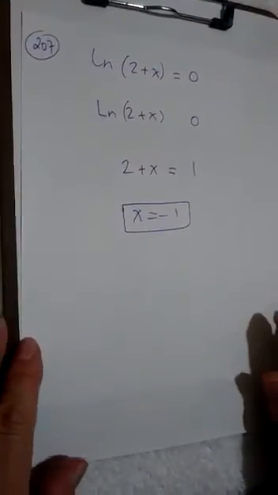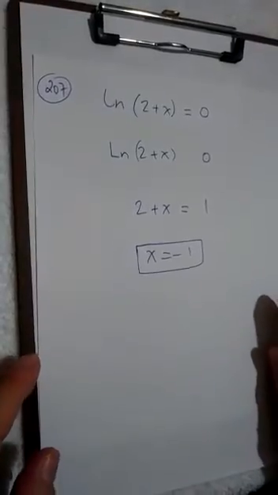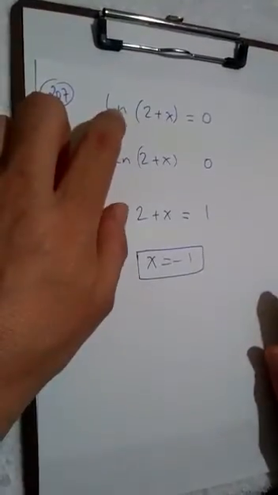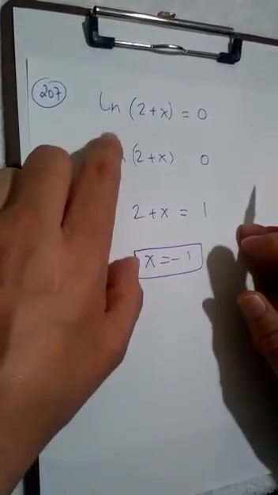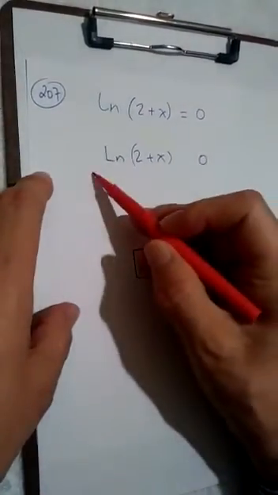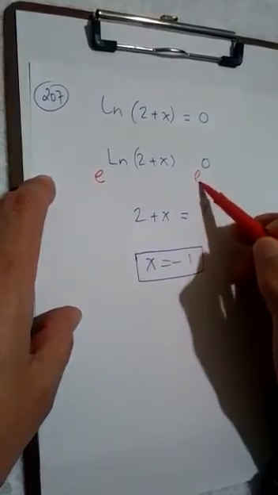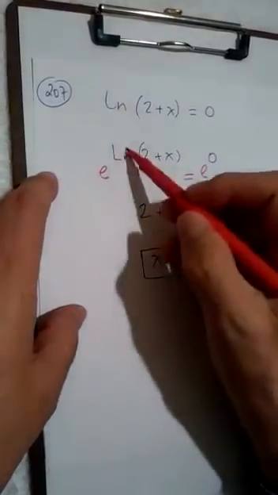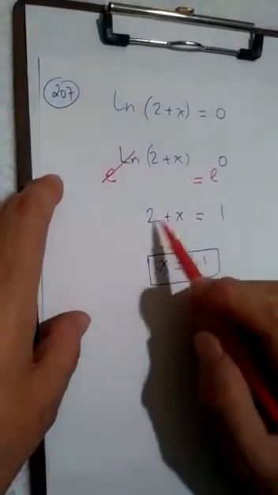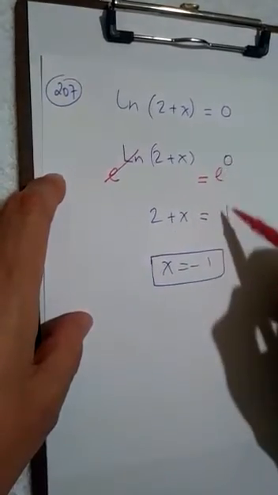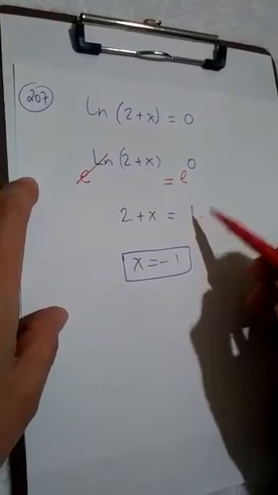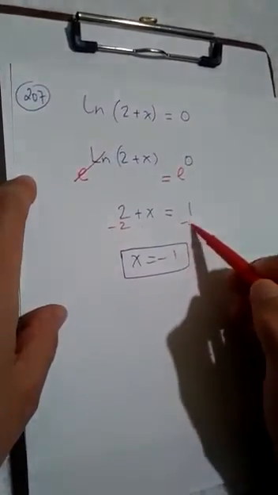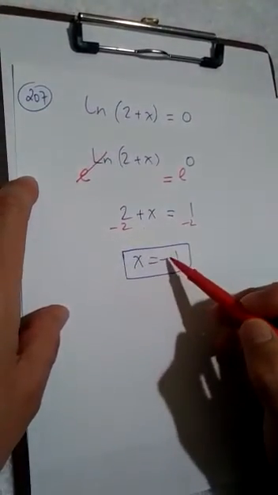ln of 2 plus x equals 0. I'll rewrite it here. The inverse of ln is e to the power. So e to the power left side equals e to the power right side. e to the power ln will cancel. It leaves you with 2 plus x. e to the power 0 is 1. 2 plus x equals 1 is a linear equation. Subtract 2 from both sides. And that leaves you with x equals negative 1.